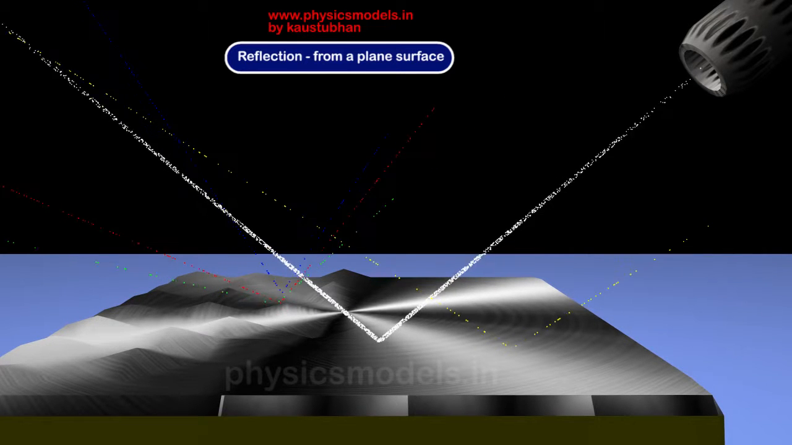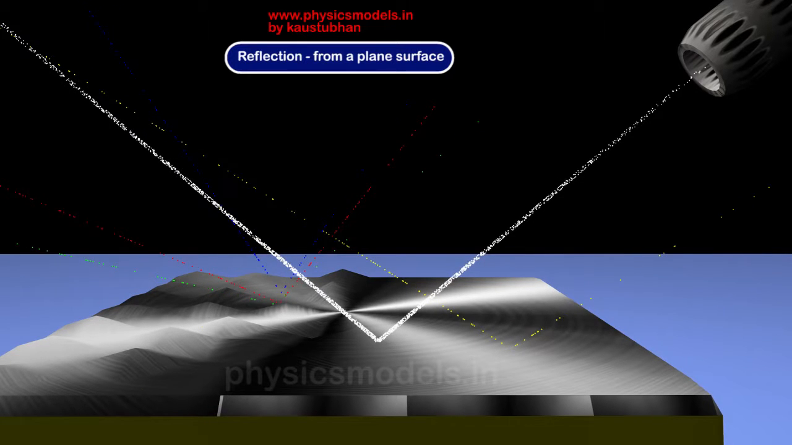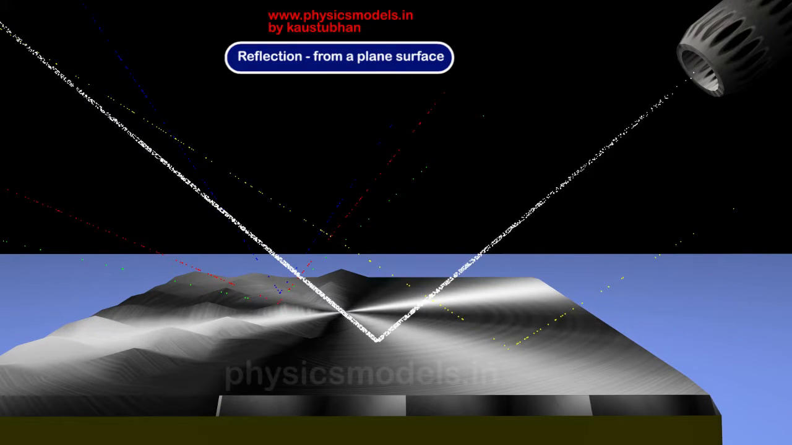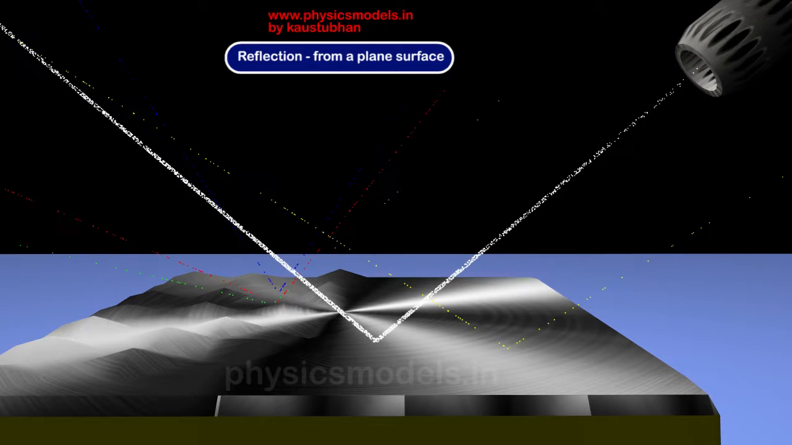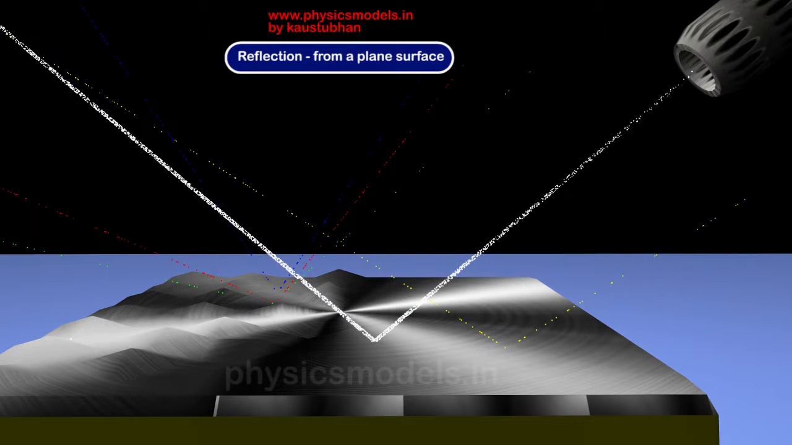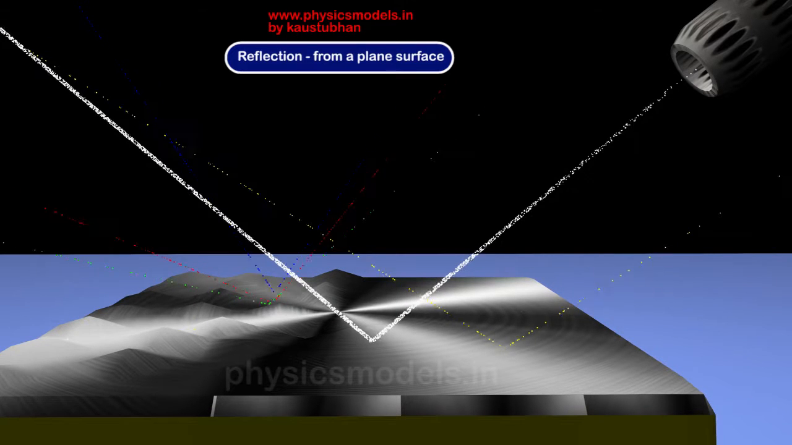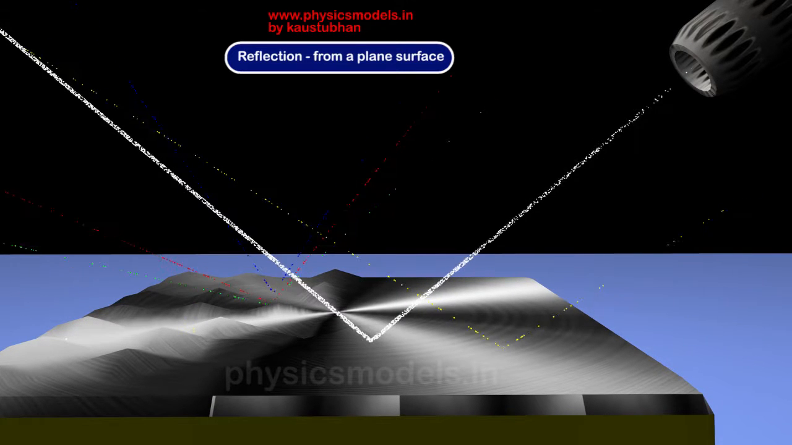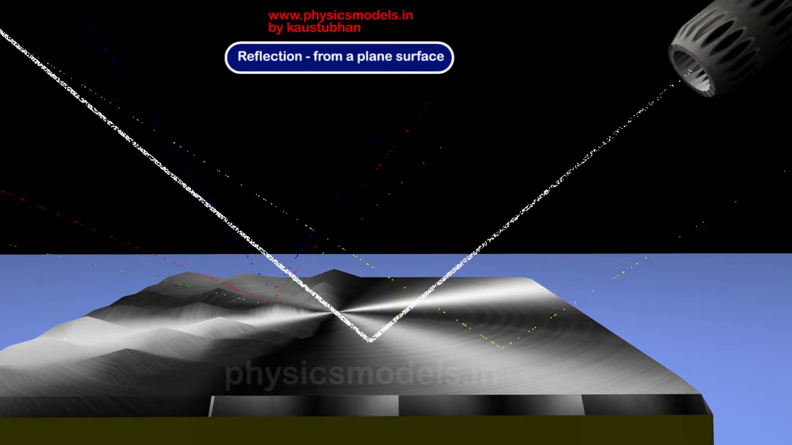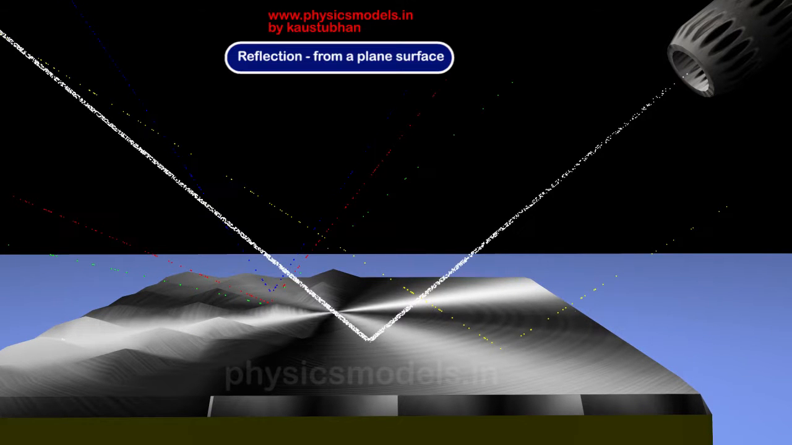So the main gun here is shooting white particles of light. It could also be waves of light, but here I have taken the particle theory for discussion. And similarly, there are other colored beams that are falling on that polished surface. There are red, yellow, green particles of light which are impinging on that surface.